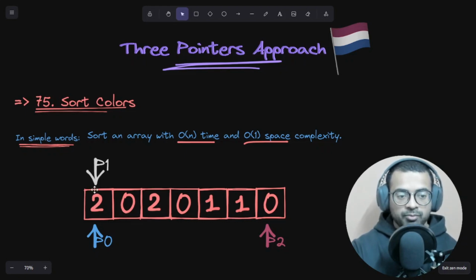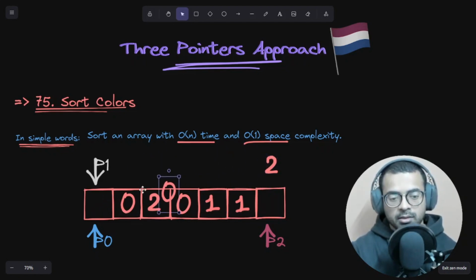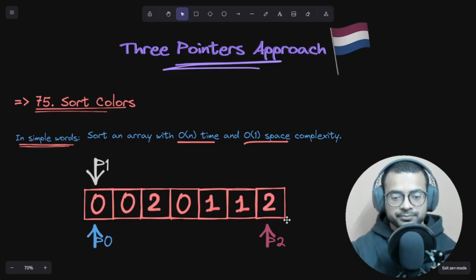We said if P1 is pointing towards 2, we will swap the element that P1 is pointing towards with the element that P2 is pointing towards. So right now P1 is pointing towards this 2 and P2 is pointing towards this 0. So we will simply swap this 0 and 2. Cool. Now we will move P2 one step backwards.